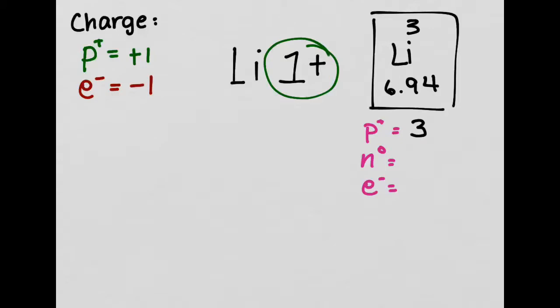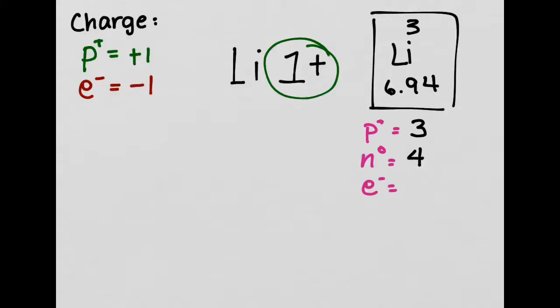And since I have a mass number of 7, if I solve for the number of neutrons, 7 minus 3 is 4. So 4 neutrons in an isotope of lithium-7, which is what we're going to use.